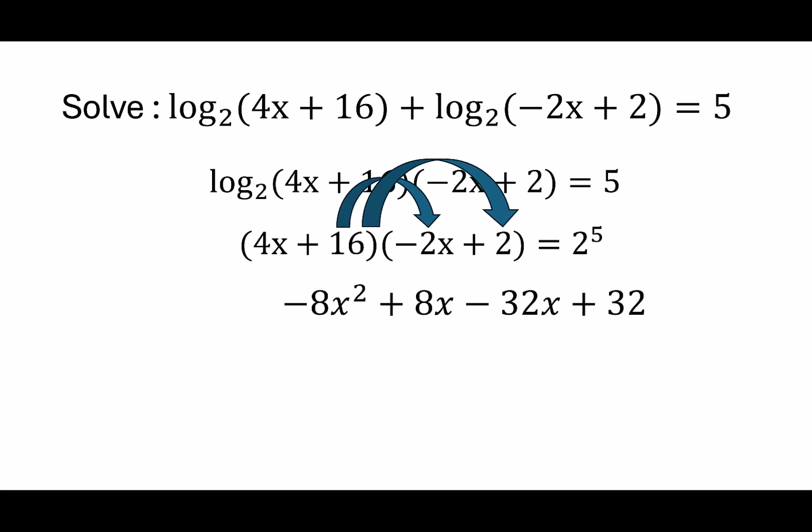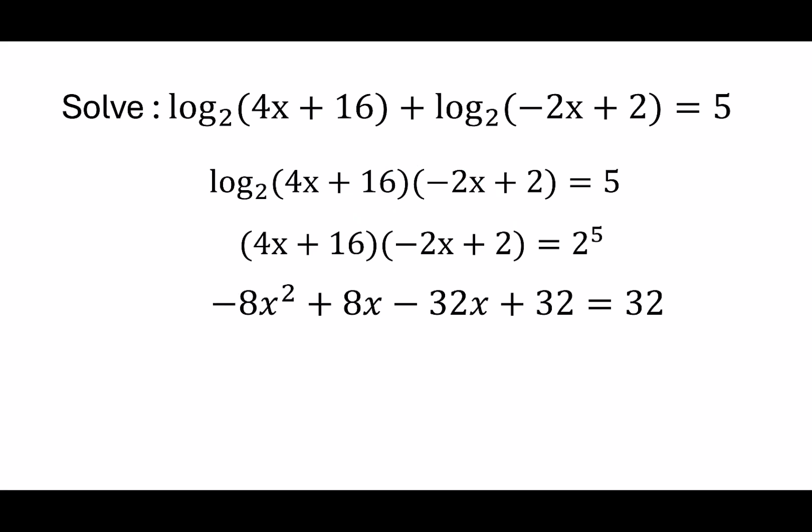Since the left side is done, we can look on the right. On the right side, I have 2 to the fifth, which is 32. On the left side, I only have one x squared term, which is negative 8x squared. 8x minus 32x becomes negative 24x. Then the 32 on the left, when I move it to the right, gives me a 0.